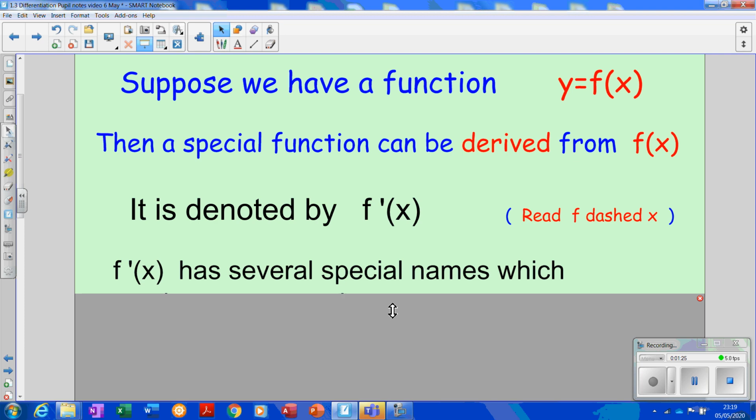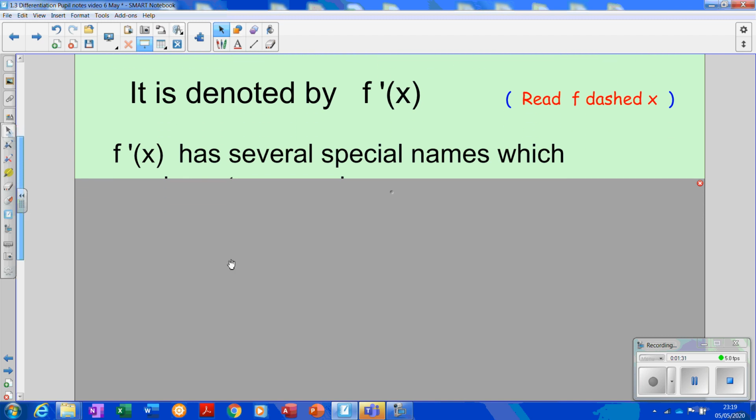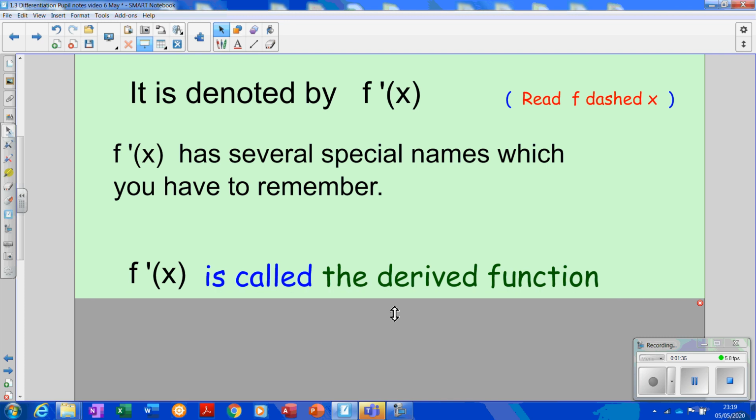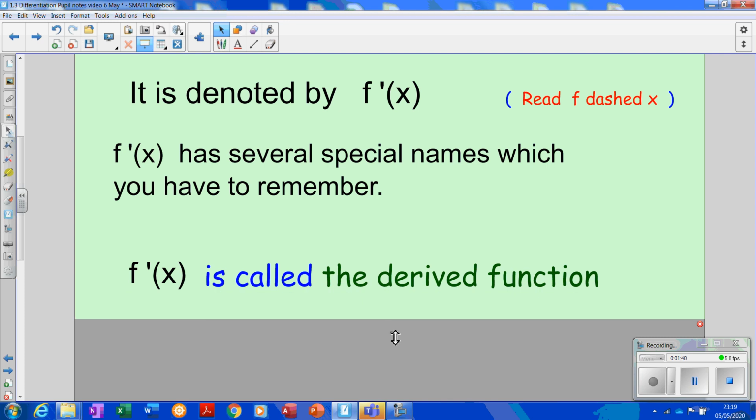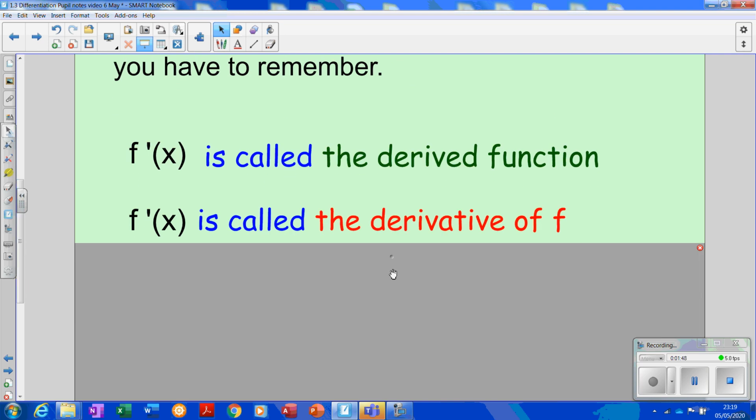And f dash x has several special names. When you're asked to work out f dash x, it could be given any one of these names, so you've got to remember them. The first one is that f dash x is called the derived function. They could say, find the derivative of function f. There are other ways that you could be asked it.